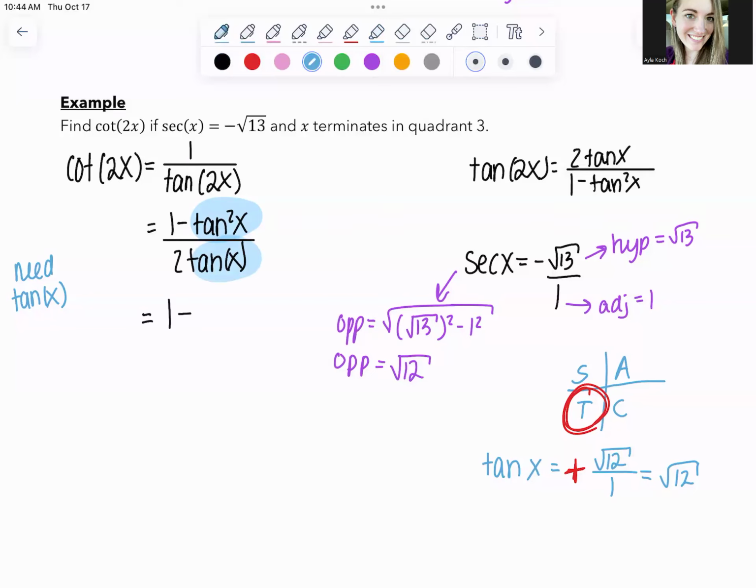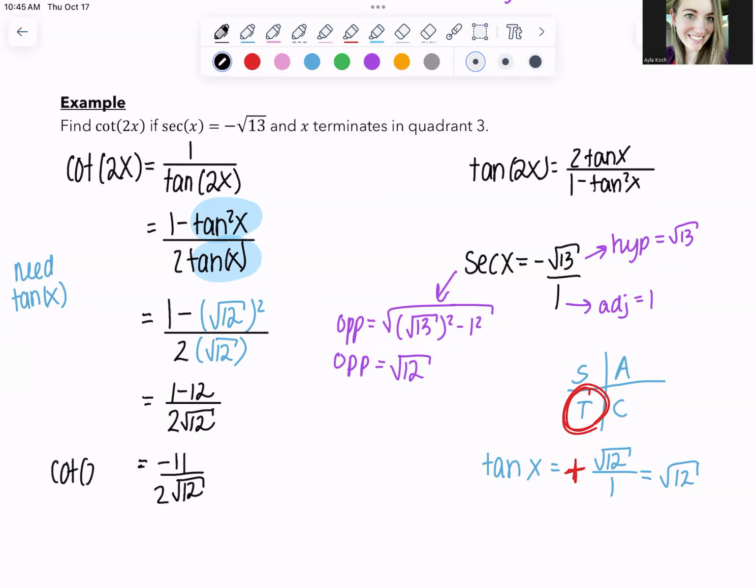So 1 minus square root 12 quantity squared divided by 2 times the square root of 12. Simplifying this, we have 1 minus 12 over 2 square root 12, negative 11 over 2 square root 12. That's cotan of 2x. Boom.